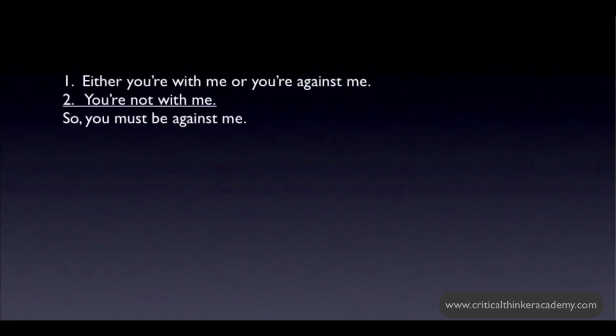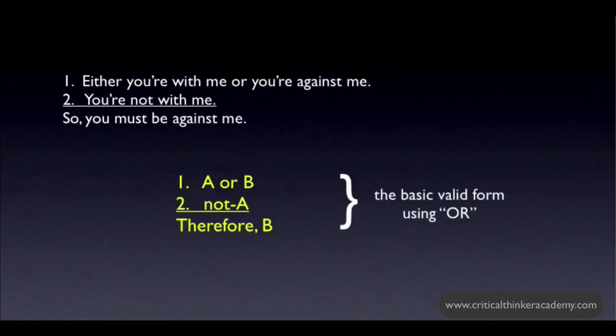Either you're with me or you're against me. You're not with me, so you must be against me. This is a valid argument that uses a disjunction as a major premise. The basic valid argument form looks like this. A or B, not A, therefore B.